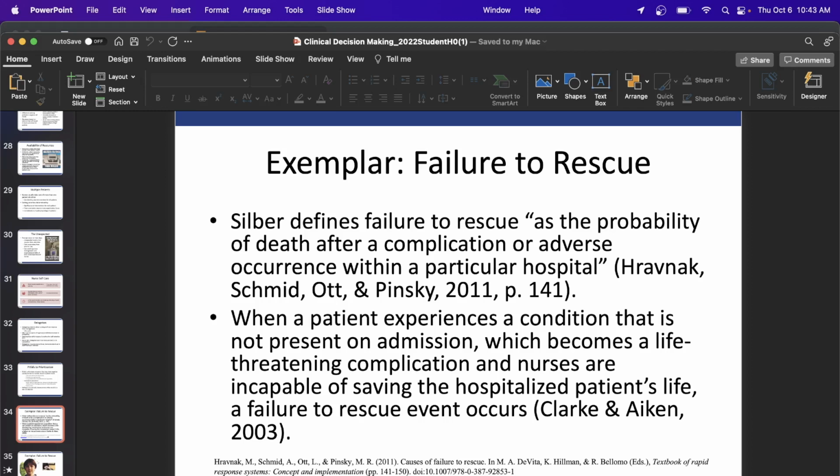The family hired a nurse attorney to review the records, and the nurse attorney believed that the nurse failed to rescue. So failed to recognize all of those signs along the way that the patient was decompensating and deteriorating in terms of her neurologic functioning. So, clear example of failure to rescue, where there was multiple opportunities to intervene and do something, and that didn't happen. I'm going to give you guys.